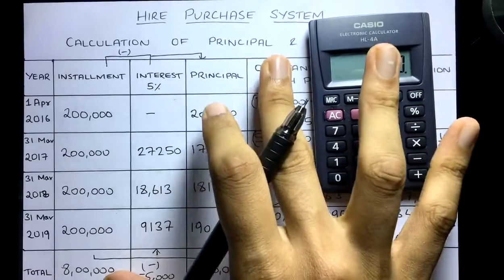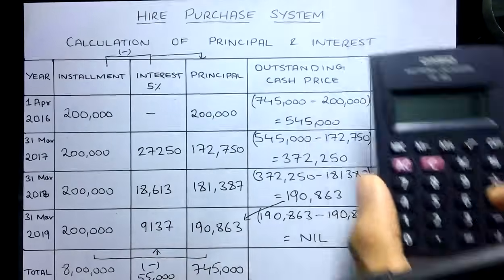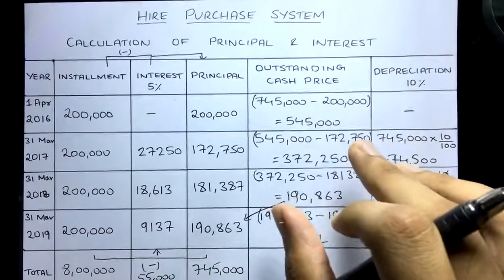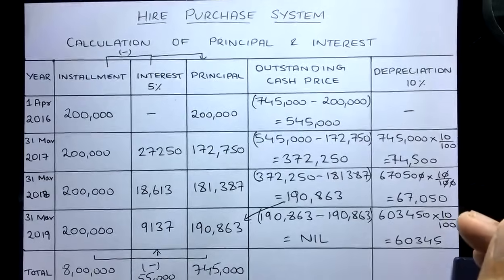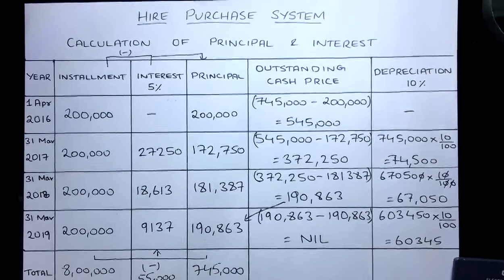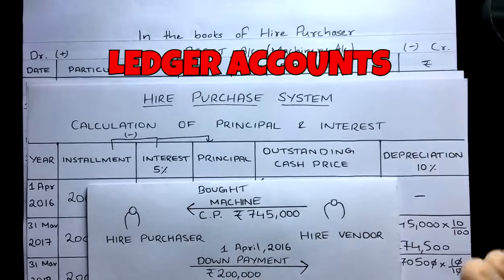The solution which you do, you have to verify it at last by adding all these columns. You can easily verify your answer. Alright, so this is how you prepare the working note for the calculation of principal and interest. Now let's do the ledger accounts and see how to prepare them. Alright, now after the calculation of principal and interest, we need to prepare the ledger accounts.